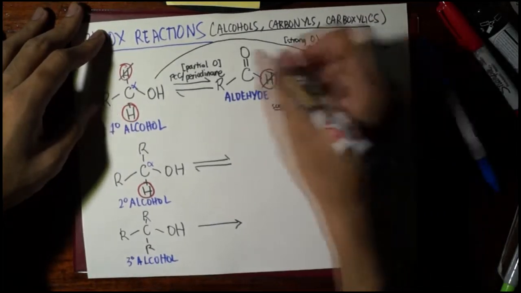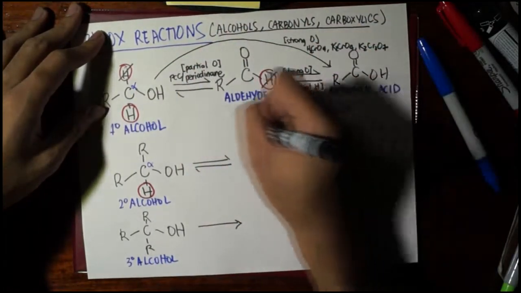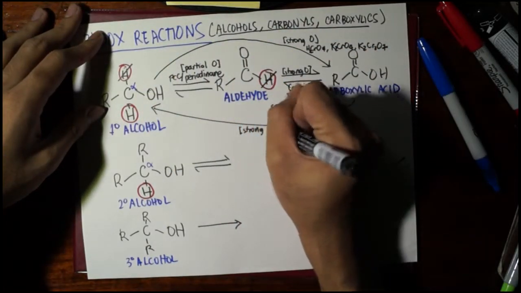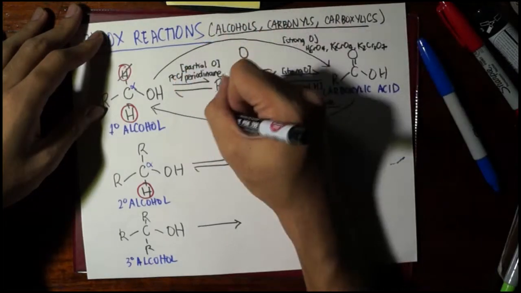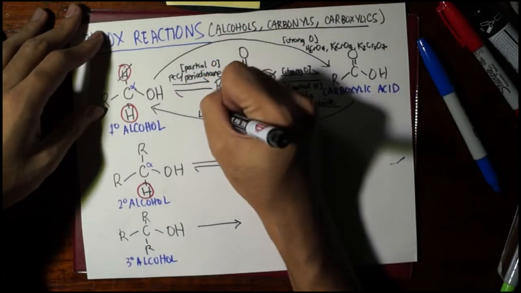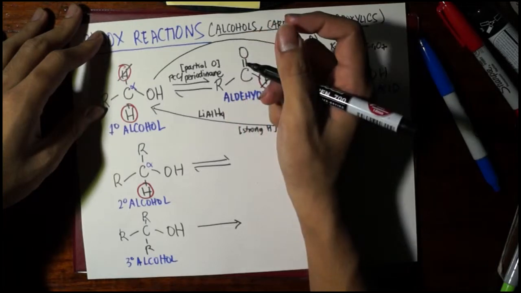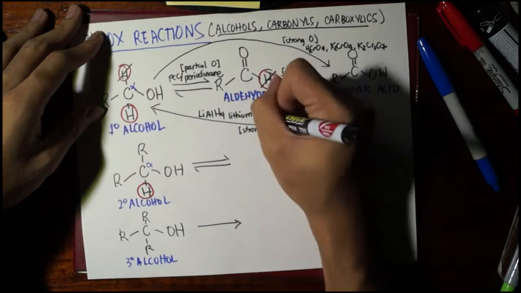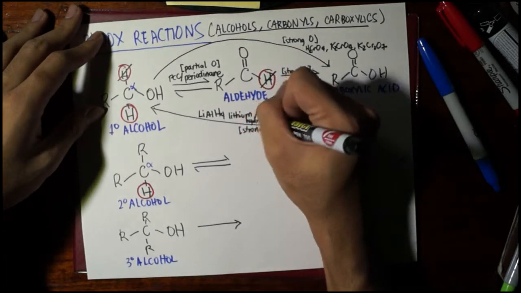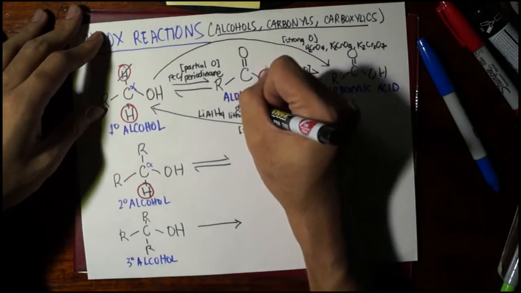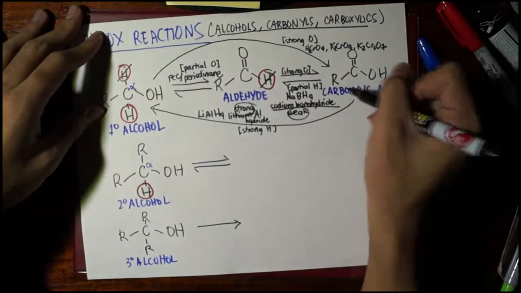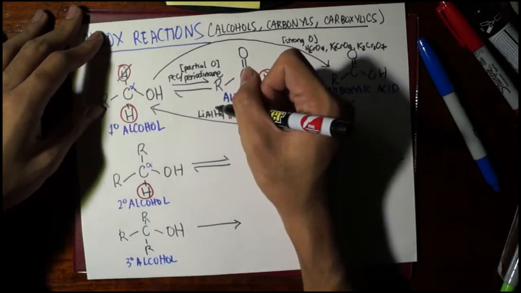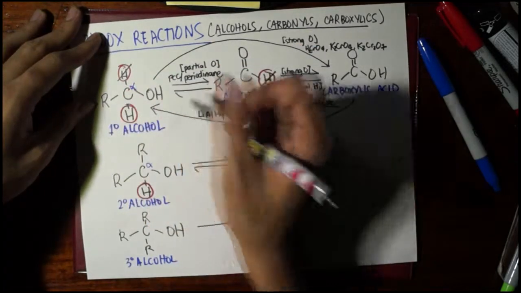But going further, if you want a strong reduction, you use a strong reducing agent such as LiAlH4, or lithium aluminum hydride. So again, this is strong. Whether you have a carboxylic acid or an aldehyde, if you subject it to lithium aluminum hydride, you will always end up with a primary alcohol.